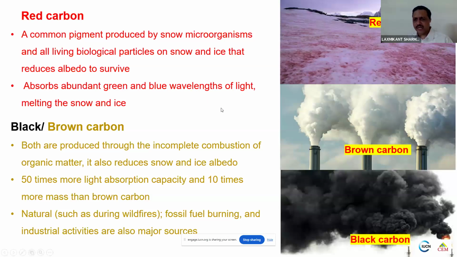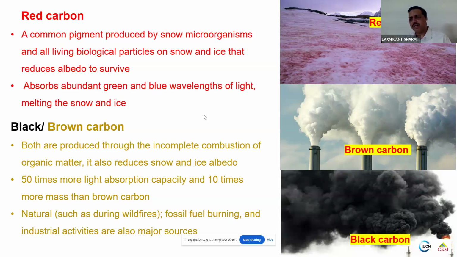Almost negligible work has been done until now in the field of red carbon. I have seen many papers, but not as many as for the other carbons. It is a common pigment produced by snow microorganisms and all living biological particles from snow and ice that reduces the albedo to survive. This type of carbon forms particularly in the high Arctic regions, where the oxidation mechanism was indifferent, and it ultimately absorbs the abundant green and blue wavelengths of light, melting the snow and ice.